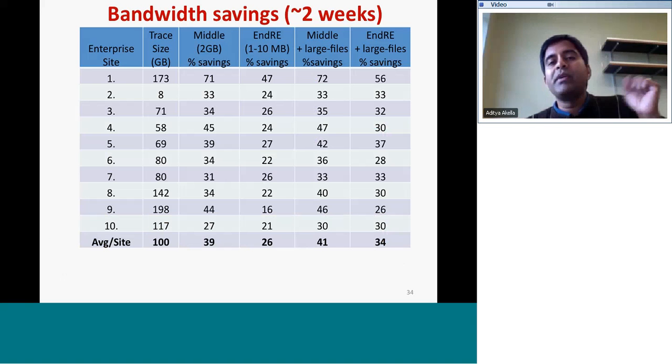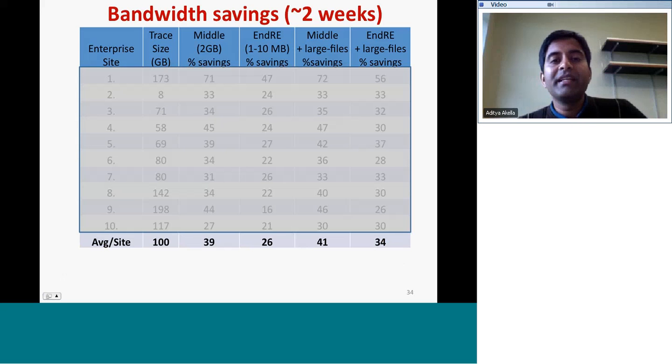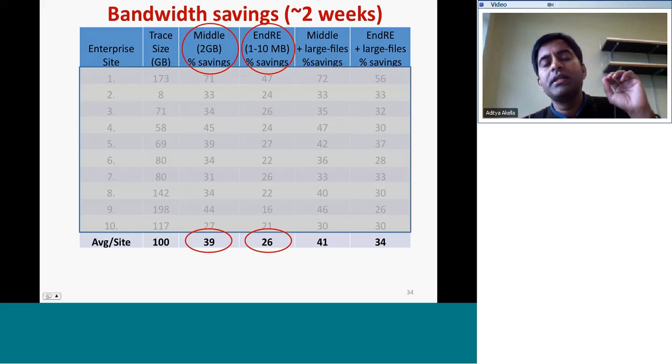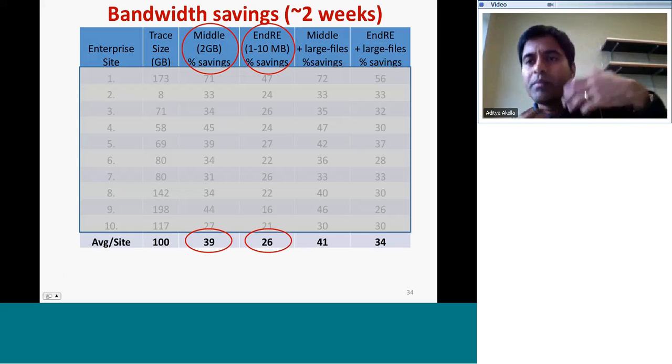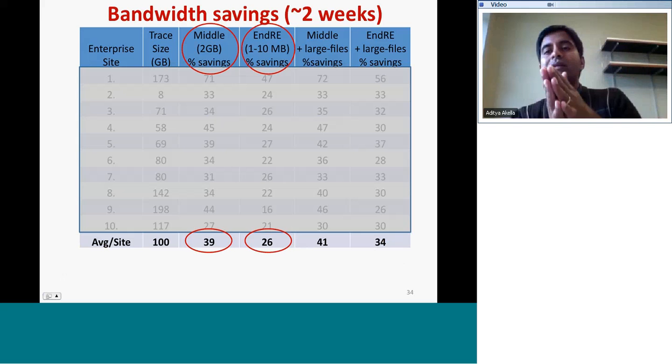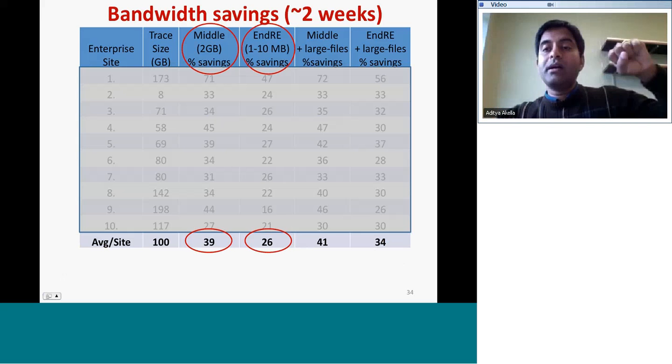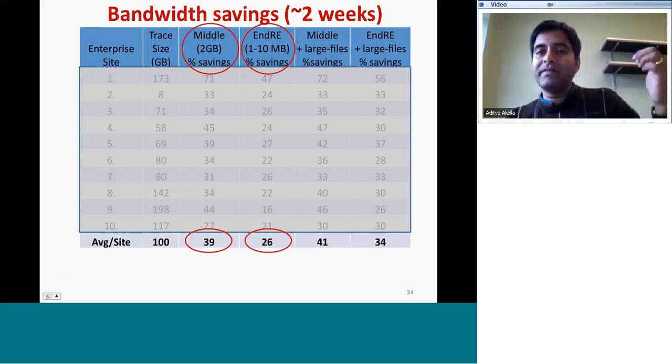And again, we did a bunch of experiments on how much benefit this offers. I won't go into the details. This is a trace-based evaluation across all the sites. Essentially, if we just use in-memory middleboxes, they can identify more redundancy because they can also look at redundancy across hosts. End-to-end RE only identifies redundancy within a host, so we lose a little bit.